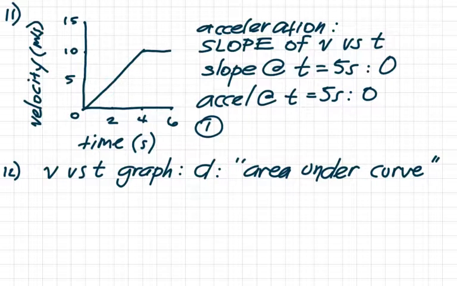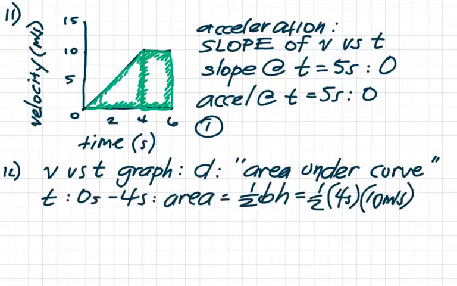I see a triangle and I see a rectangle. Those are my two shapes right there, that triangle for the first 4 seconds and the rectangle from 4 to 6 seconds. So the base is 4 seconds and then the height is 10. That's 40 when you multiply them, half of that is 20. 20 meters for the first 4 seconds.